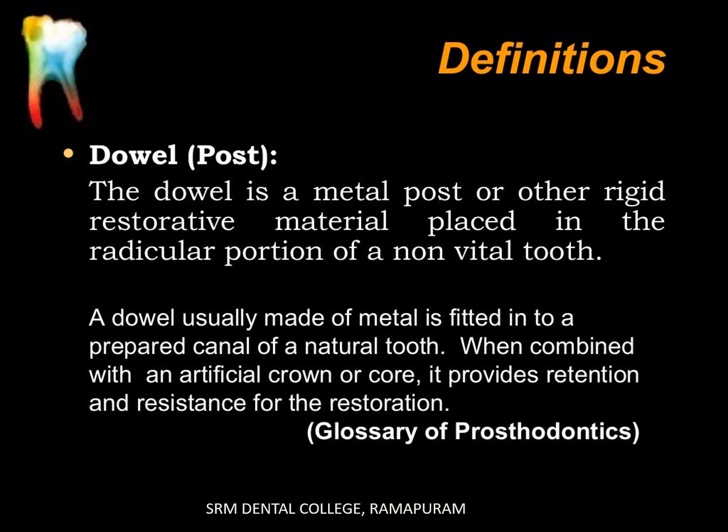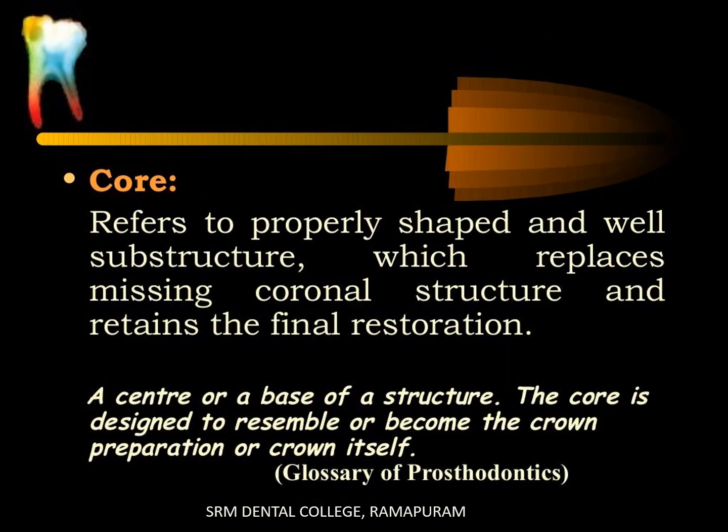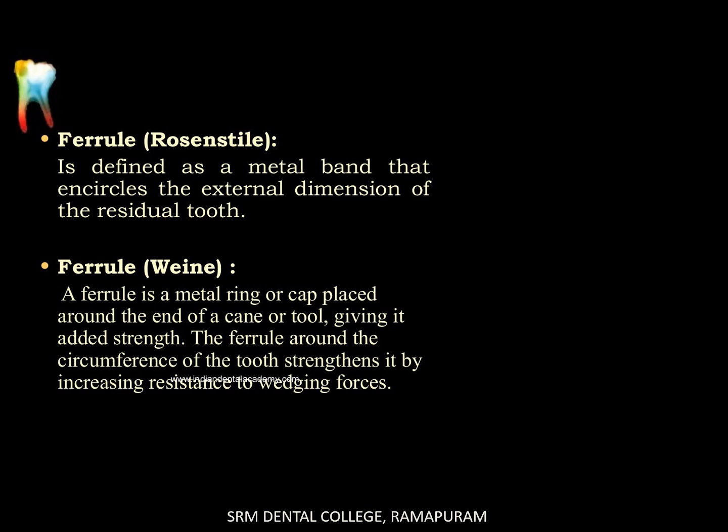Coming to the definitions, what is a dowel or a post? According to GPT-9, the dowel is a metal post or other rigid restorative material placed in the radicular portion of a non-vital tooth. A dowel, usually made of metal, will be fitted into a prepared canal of a natural tooth. When combined with an artificial crown or core, it provides retention and resistance for the restoration. A core refers to a properly shaped and well-structured foundation, which replaces the missing structure and retains the final restoration. A ferrule is defined as a metal band that encircles the external dimension of the residual tooth.